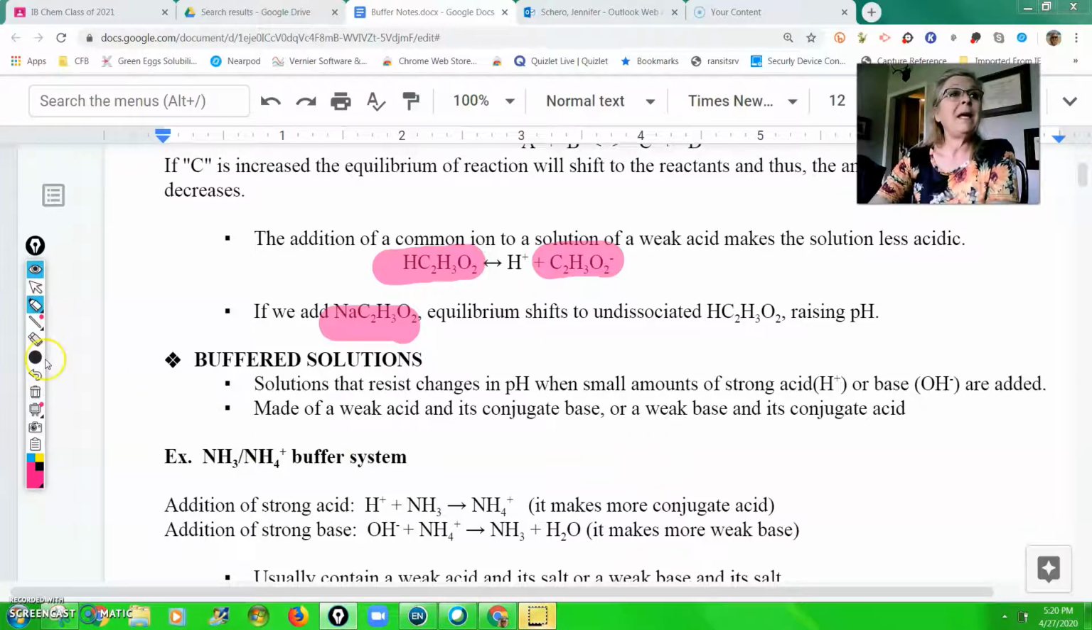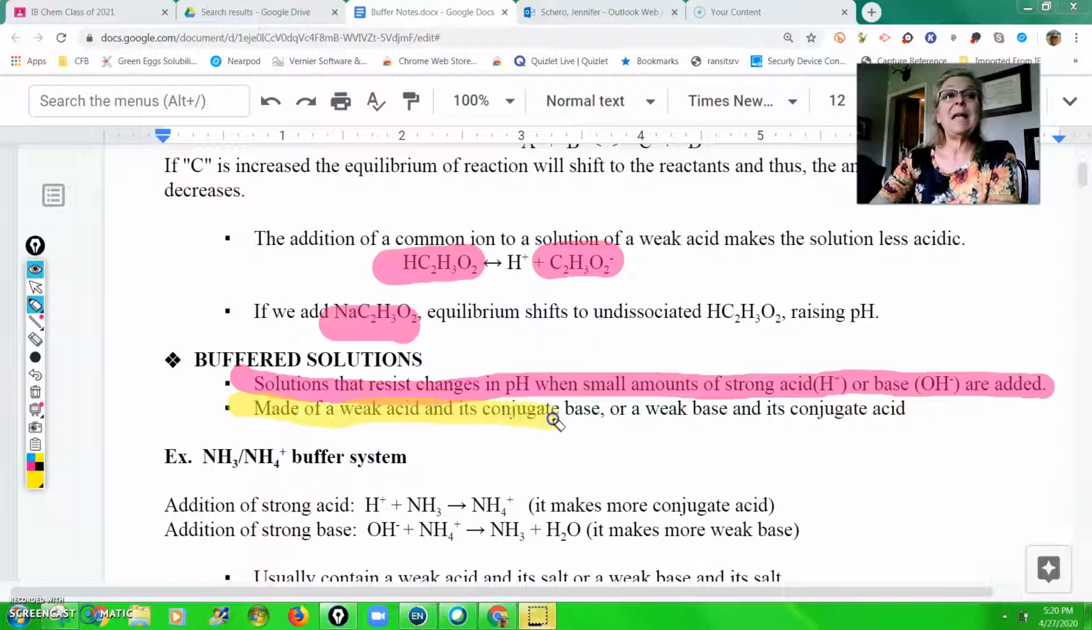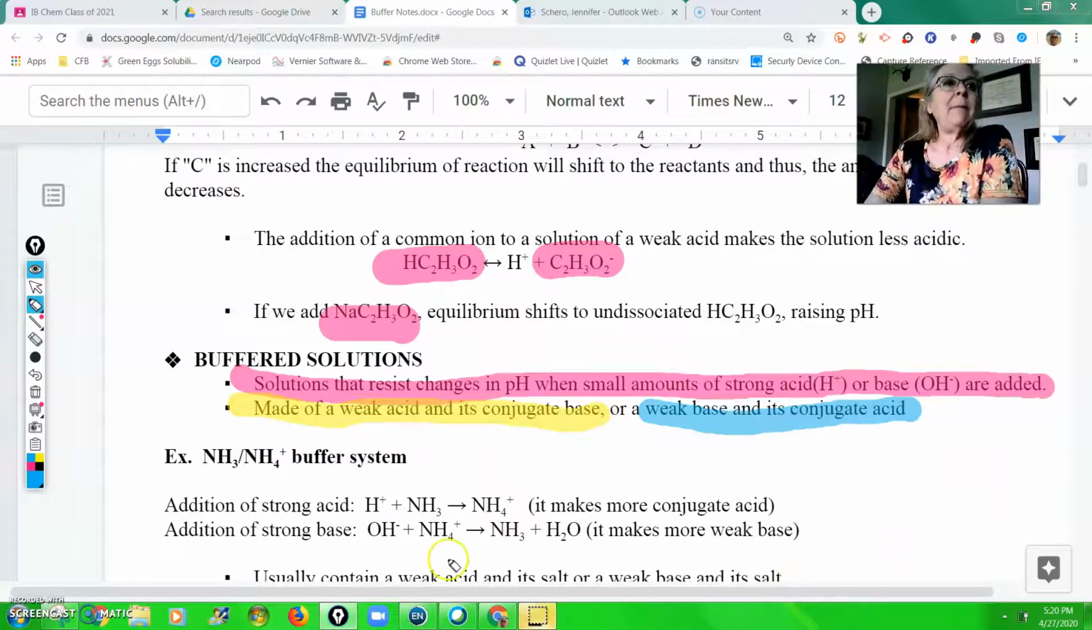Now, when we make a buffer solution, its job is to resist changes in pH when small amounts of strong acids or strong bases are added. That is the definition I want you to make sure you have for this. And what makes up a buffered solution is a weak acid and its conjugate base, or a weak base and its conjugate acid. Okay, so what does that mean?